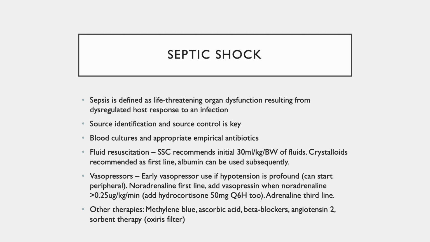Recommendations from the Surviving Sepsis Guidelines suggest aggressive initial fluid resuscitation with crystalloids, followed by albumin if required. And as previously discussed, noradrenaline is usually the first-line vasopressor of choice, with vasopressin and hydrocortisone added when noradrenaline requirements exceed 0.25 micrograms per kg per minute. Adrenaline is suggested as a possible third-line agent.